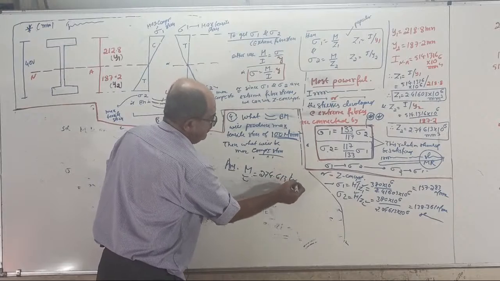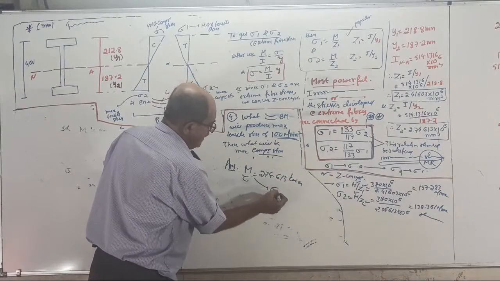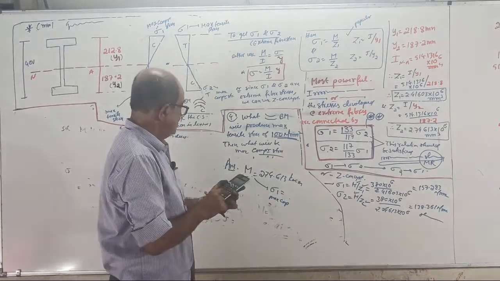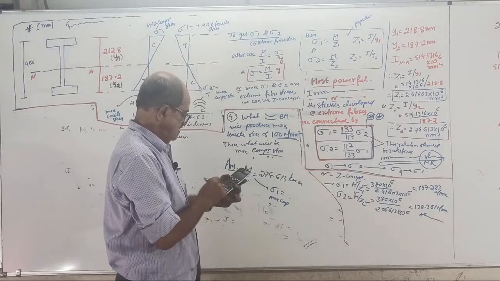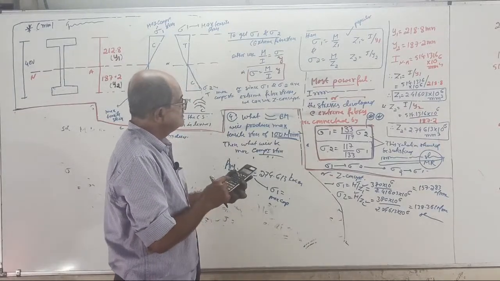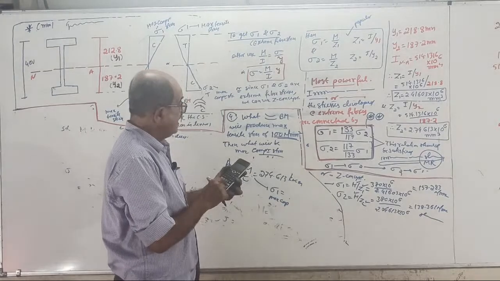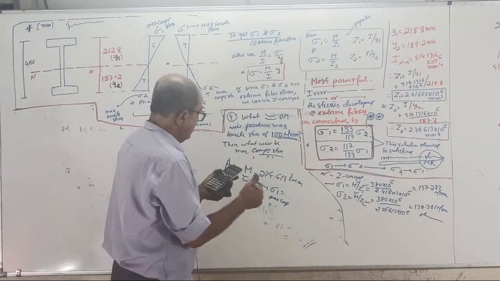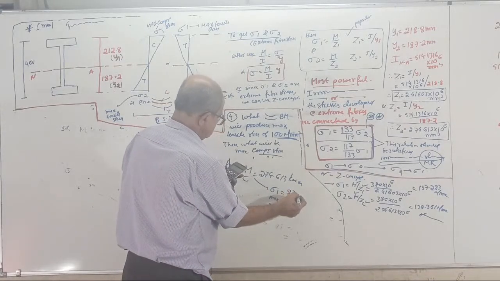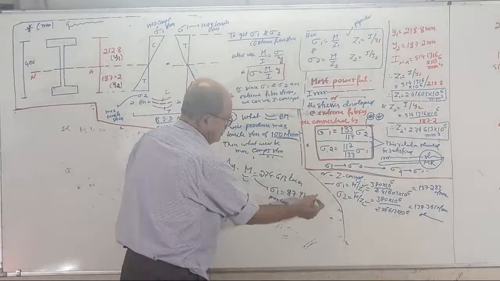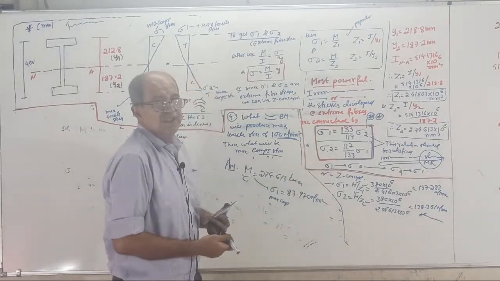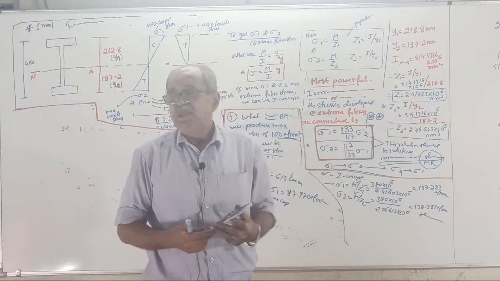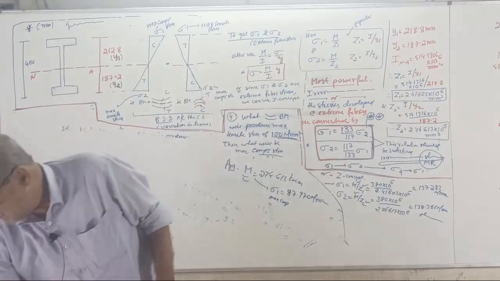M is 274.613 kilonewton meter, and then your sigma 1 maximum compression will be 100. Now the other way: 100 into 117 divided by 133 is 87.970. You have to get the answer. If you get the answer, type got it, and I will close the class. Tomorrow I will continue. If you get this answer, work it out correctly.